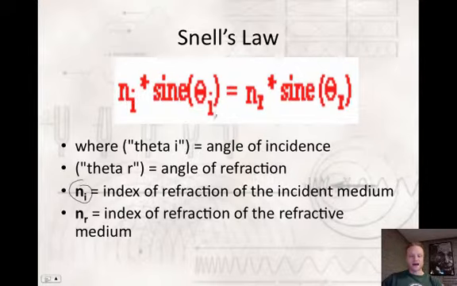Sine theta I is for the angle of incidence. That's the angle at which the light ray is traveling. And then n sub R is the index of refraction for the refractive medium, whatever the light ray is traveling into. And then sine theta R is the angle that that light ray is going to make.